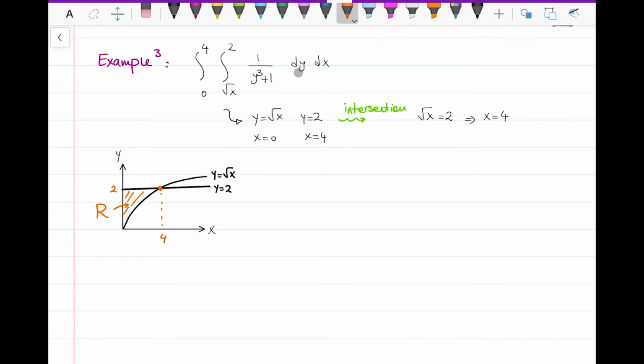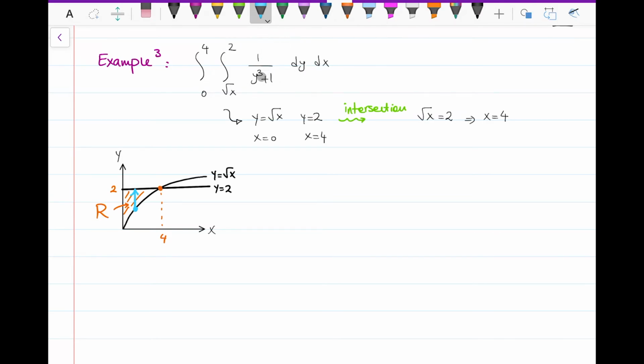Now it says that we need to find dy first, which means that we need to draw a line parallel to the y-axis. And then let's check. The first point lies on the curve y equals root x. Good. The end point lies on the curve y equals 2. Good. And then to cover the region R, starting here, which is x equals 0, we can graph lines up to x equals 4. So everything is nice.